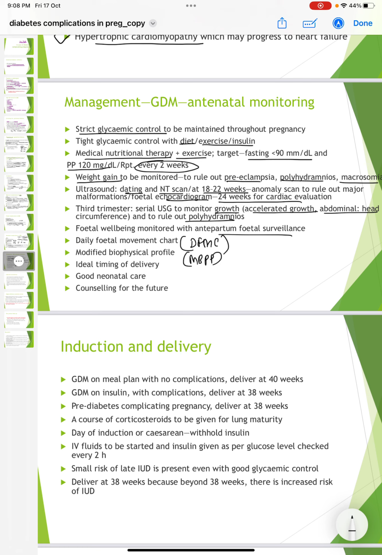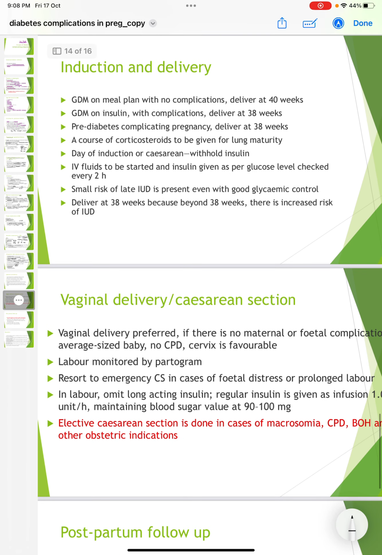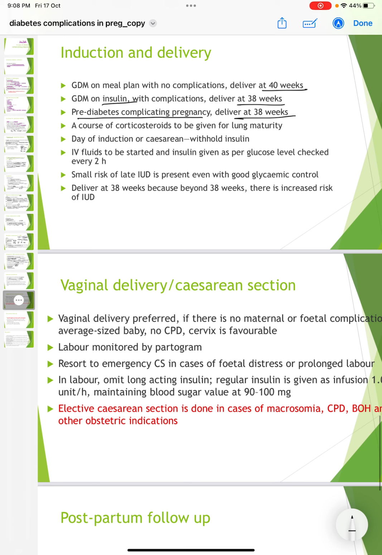Then a good time for delivery is after 38 weeks. Should get good neonatal care and counseling for the future pregnancy. GDM on MNT delivered at 40 weeks; on insulin with complications at 38 weeks. Pre-diabetes complicating pregnancy again delivered by 38 weeks. Can give steroids for lung maturity. On the day of induction, withhold the insulin.